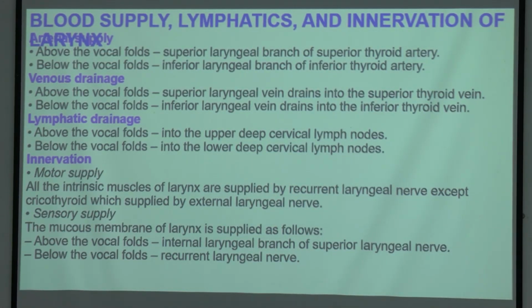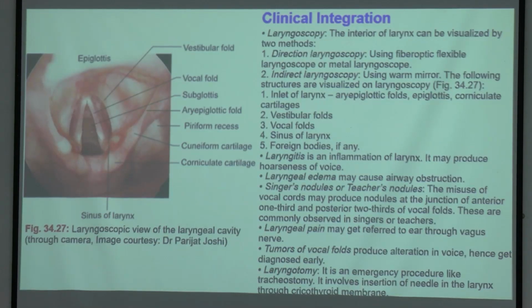Blood supply: the superior laryngeal and inferior laryngeal vessels we have seen. The superior is coming from the superior thyroid, the inferior is coming from the inferior thyroid. Ultimately they reach the veins, the superior and inferior laryngeal veins. The superior one will ultimately enter into the internal jugular. Clinically we can see this is the vocal fold.